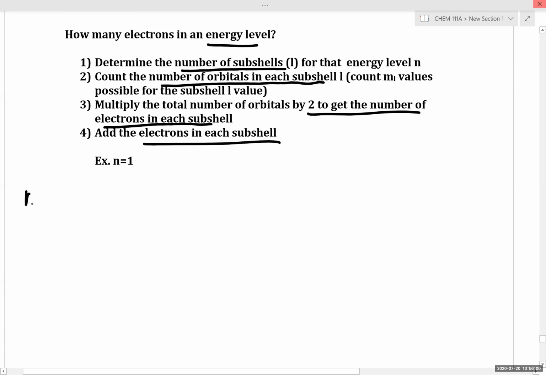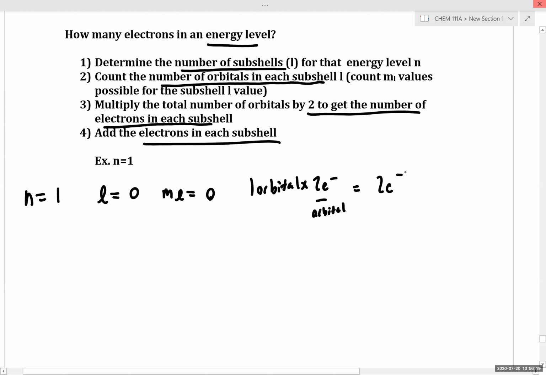So let's look at n is equal to 1, or the first row in the periodic table. We have L values allowed of L is equal to 0. That gives us an ML value equal to 0. So we have 1 orbital times 2 electrons per orbital gives us 2 electrons. That's why in the first row of our periodic table, we have a total of 2 elements. Pretty cool, right?